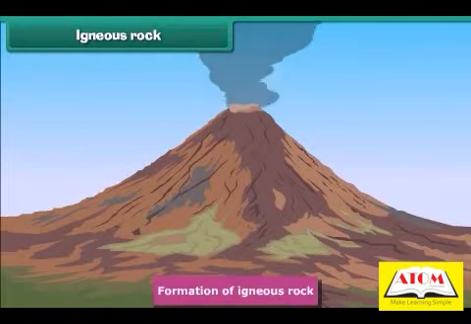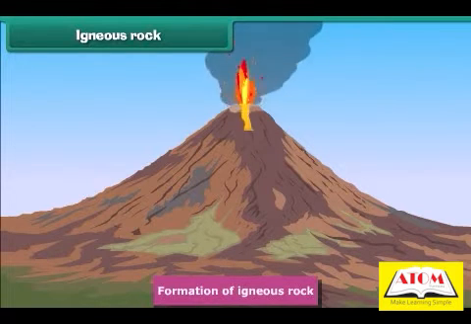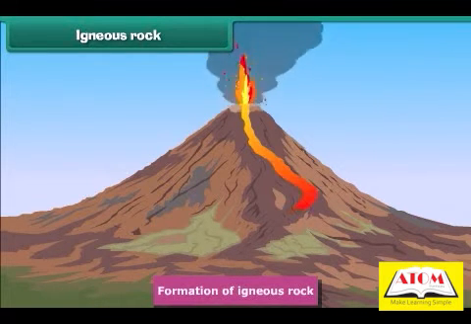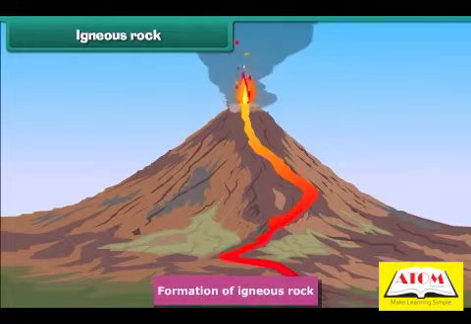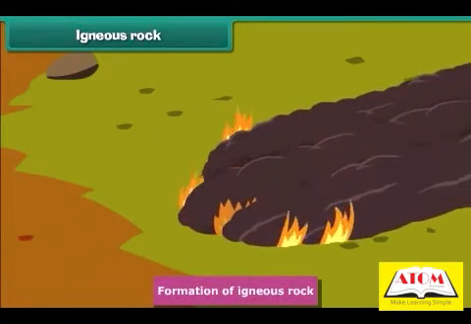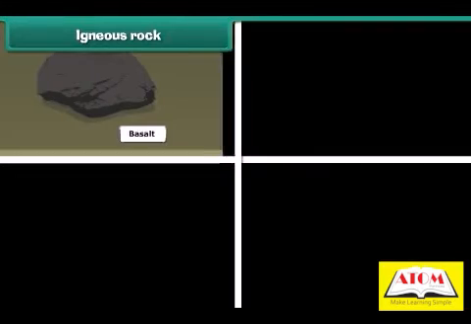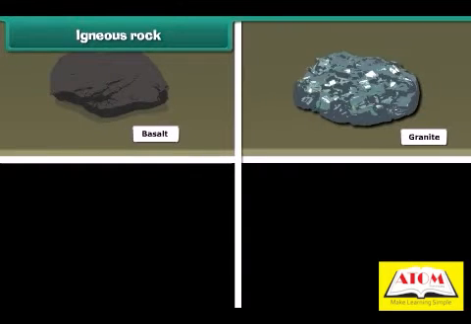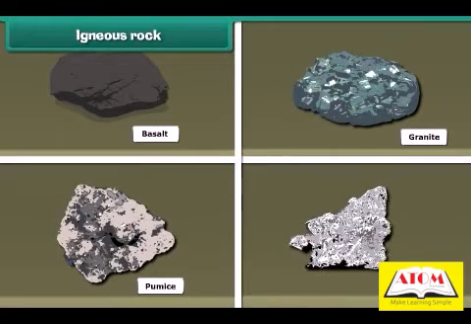Igneous rock is formed when molten rocks like lava in volcanoes cool, harden, and solidify. It is often shiny and glossy. Basalt, granite, pumice, and quartz are examples of this kind of rock.